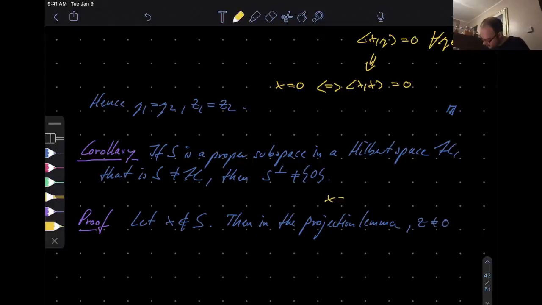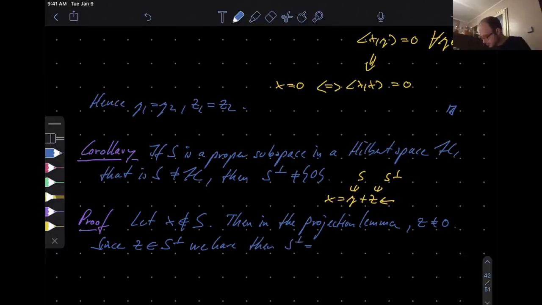So the projection lemma was this: x is equal to y plus z, where this guy is in S and this is in the orthogonal complement, right? And this is a unique decomposition, a unique representation of any vector in the Hilbert space. Yeah, but if x is not in S, then automatically that z must be non-zero, right? Because if it were 0, because this is a unique decomposition, then my element x would be in S, contrary to the assumption. Okay. So z is different from 0, since z is in the orthogonal complement, we have then that the orthogonal complement contains more than just a zero vector. Okay, that's the first corollary.